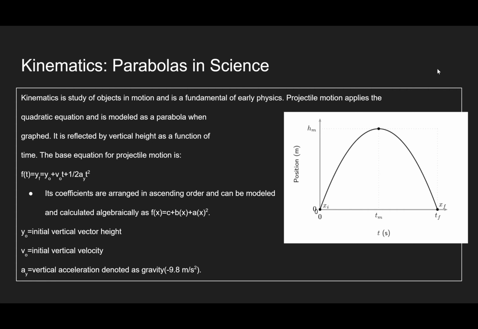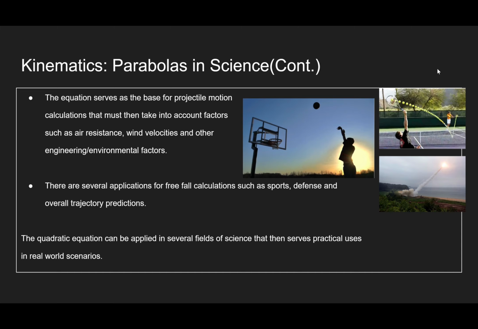In this equation, the coefficients are arranged in ascending order and can be modeled and calculated algebraically as f(x) equals c plus bx plus ax squared. The equation is the foundation for calculating projectile motion scenarios that must then take into account factors such as air resistance, wind velocities, and other engineering and environmental factors.